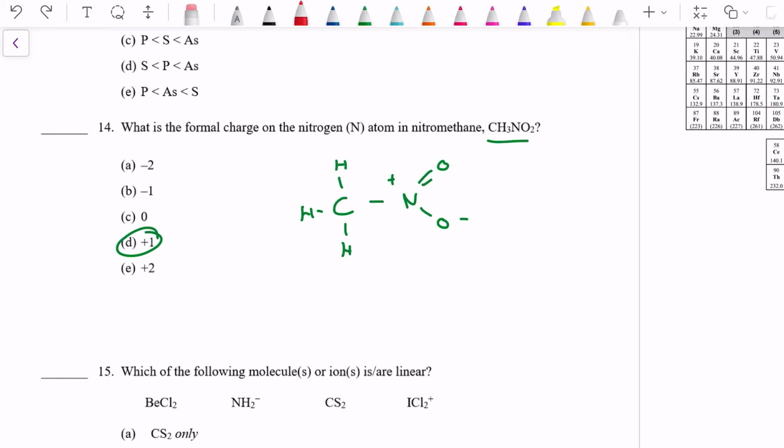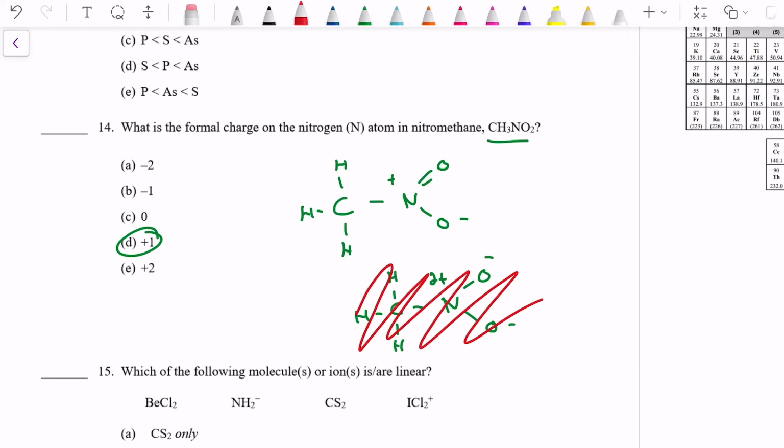If you tried drawing it another way, for example, I could draw this conformation where both of these oxygens have negative charges, but then the nitrogen would have a 2+, and you want to minimize these charges as much as possible because that would be less stable. So this is not our best Lewis structure. We would want 14D.